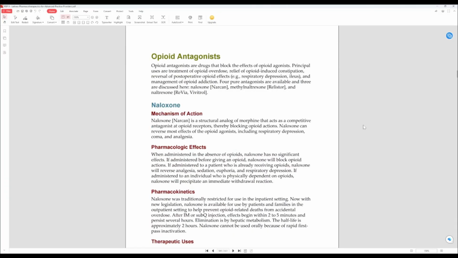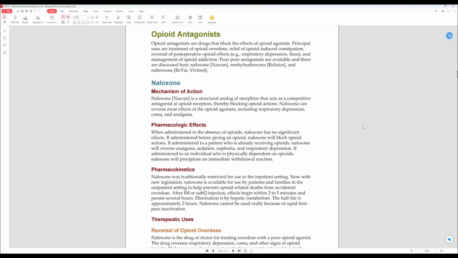Now, opioid antagonists. Opioid antagonists are drugs that block the effects of opioid agonists. Principal uses are treatment of opioid overdoses, relief of opioid-induced constipation, reversal of postoperative opioid effects, and the management of opioid addiction. Four pure antagonists are available, and three will be discussed: Narcan, methylnaltrexone or Relistor, and naltrexone or Revia.